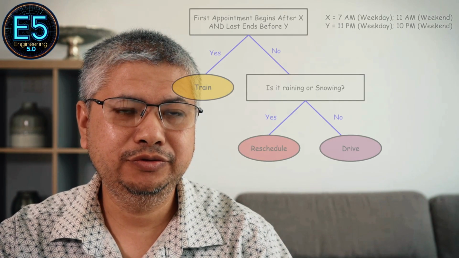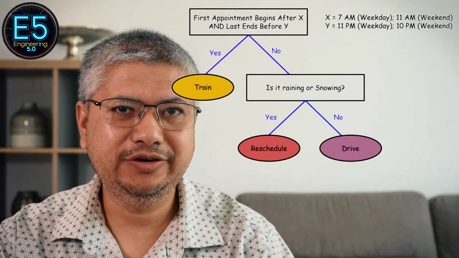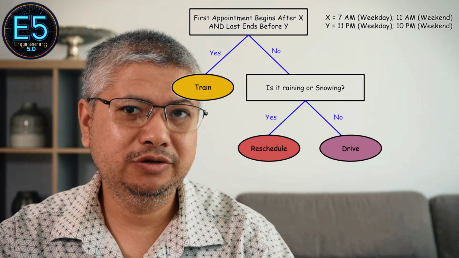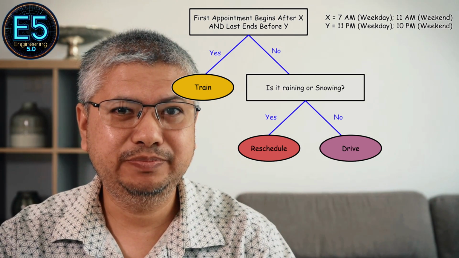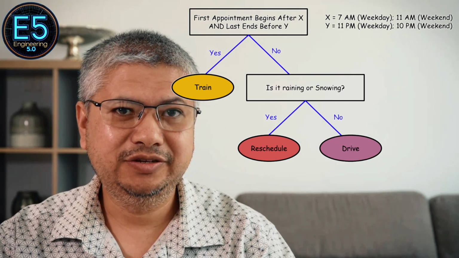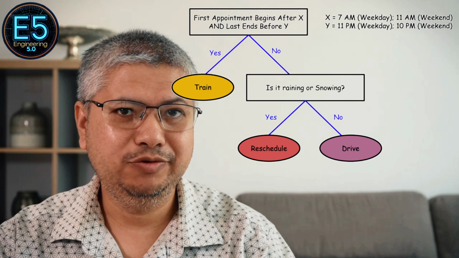Here's the diagram. I'll be using those as a reference to actually write the program. Now this is very similar to the one I drew before, where we check whether the train is feasible or not. So whether the train is feasible or not actually just depends on the timing of the appointments, and then if it's not feasible, whether we drive or reschedule depends on the weather.